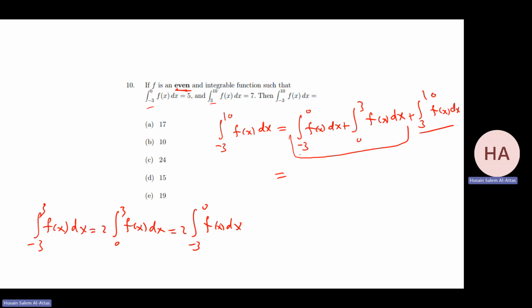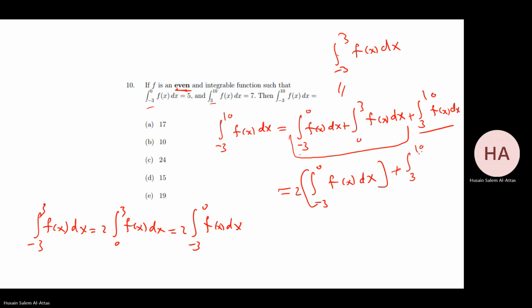So this one, because I know minus 3 to 0, so I'll use this. 2 times the integral from minus 3 to 0 of f of x dx. Since this is minus 3 to 3 of f of x dx, it's double, because the function is even. Plus this one. And that gives me 2 times 5 plus 7, so the answer is 17, which is this one.